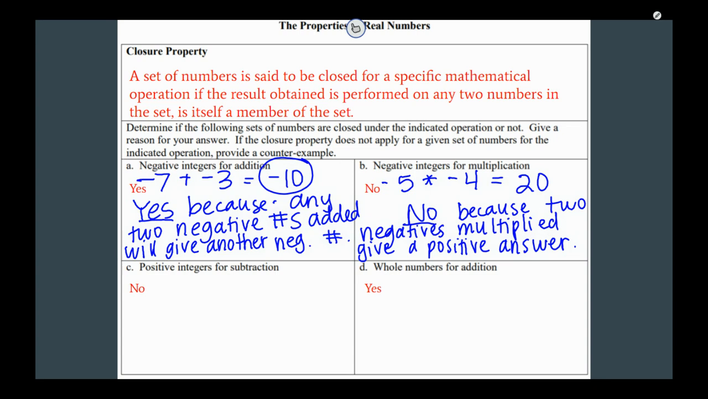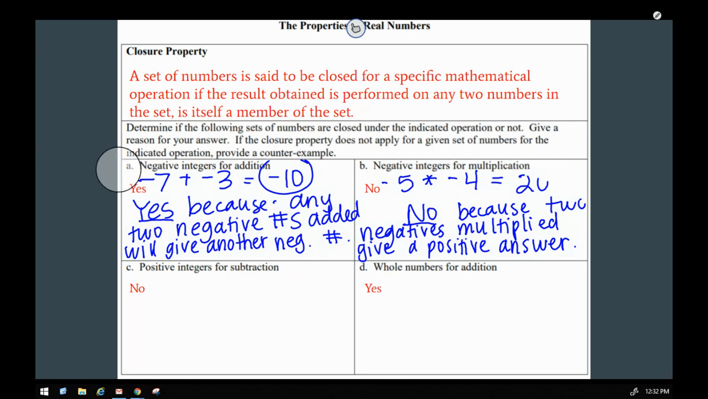Let's see. Joy, did you have an explanation on part B? My example was 3 plus negative 13 equals negative 10. I said yes because any two numbers are... Exactly. Any two whole numbers added are gonna give you another whole number. Thank you.